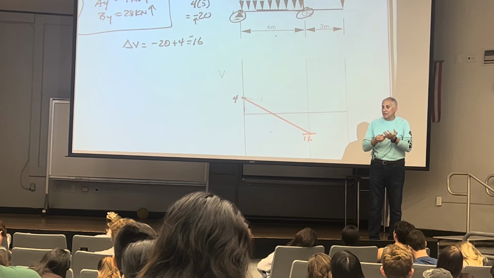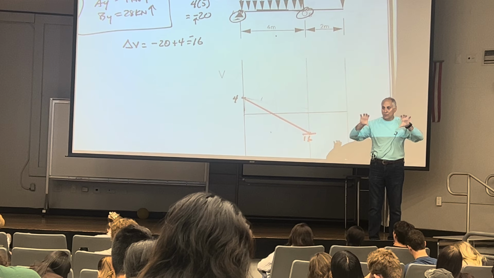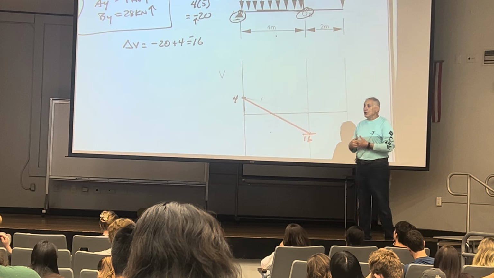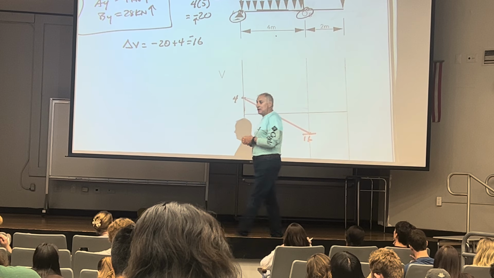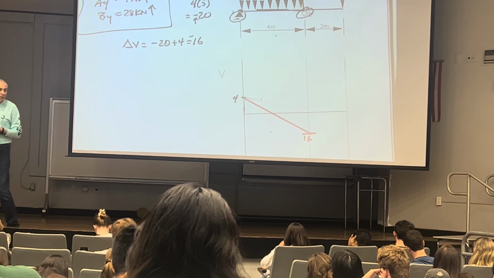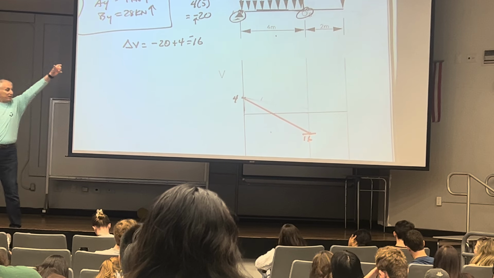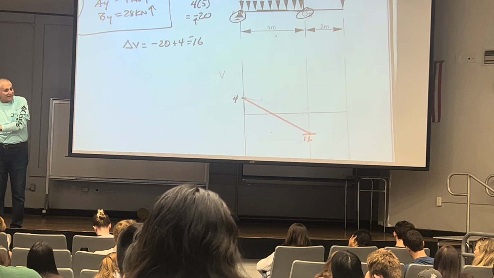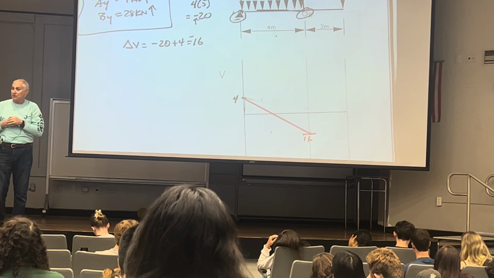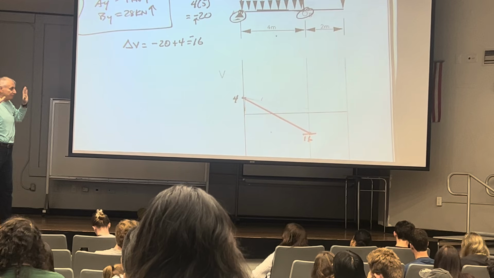Now you know it's a line, because if it's uniformly distributed, it's got to be a line for the shear, and it's got to be a parabola for the bending moment. I know it goes negative because I found the area underneath the distributed load, which happened to be minus 20. Minus 20 plus where I started, which is 4, gives me a minus 16. I know I'm going down to negative 16. Yes? Who's not with me?